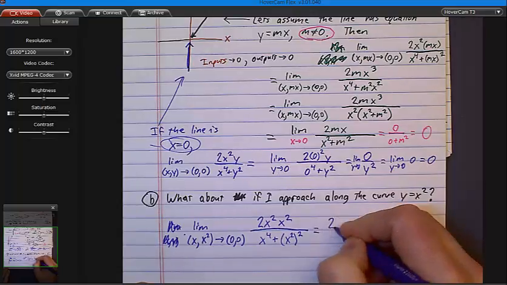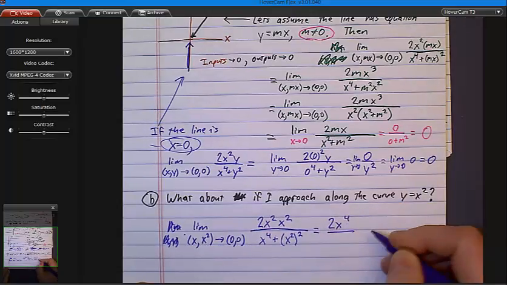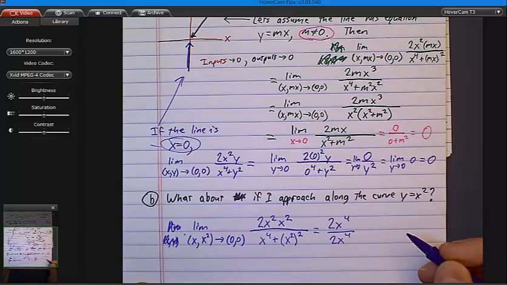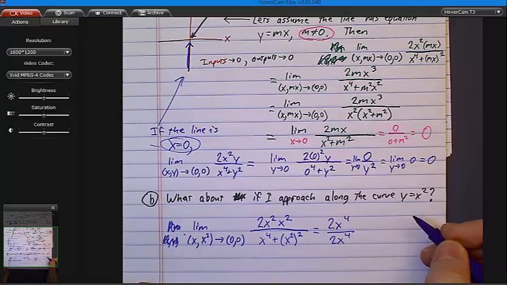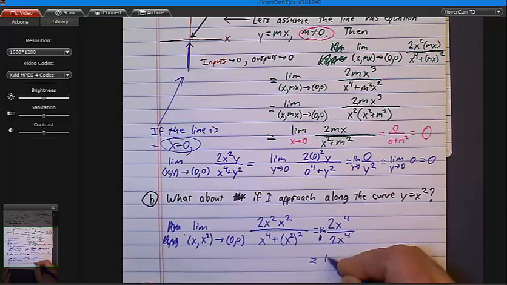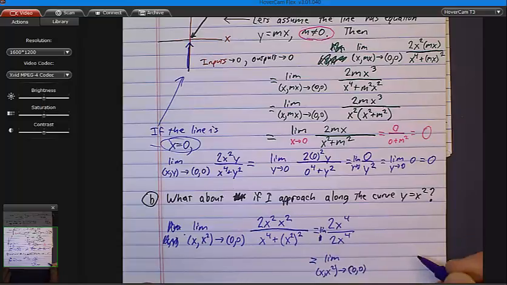So what I really have is 2x to the 4th over what? x to the fourth plus x to the fourth is 2x to the fourth. Right? And again, I should write limit here. So what I really have, guys, is the limit as (x, x squared) approaches (0, 0) of what? Of 1. And what does that equal? 1. That's really weird.